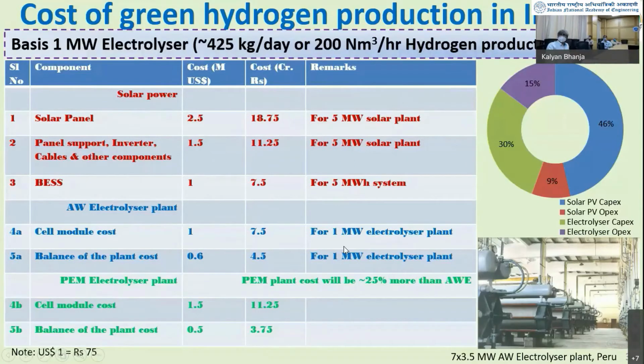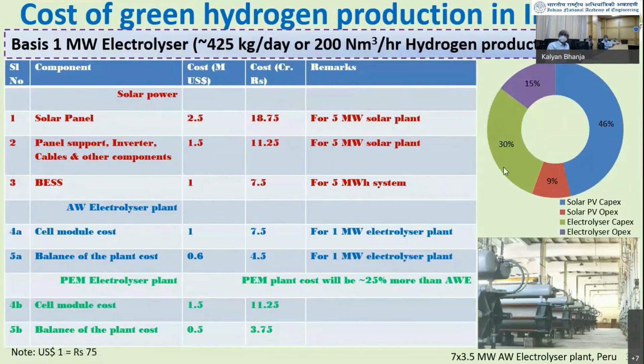What I want to say is, for a 1 megawatt electrolyzer plant, we have to go for at least a 5 megawatt solar plant, because solar plants are always rated based on the peak capacity. So for an average capacity of 1 megawatt, we need to go for higher capacity. And as there is a fluctuation in production, we have to have a battery energy storage system. That will also add to the cost.